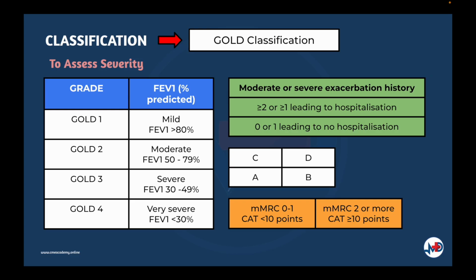If the patient has symptoms with MMRC 0 to 1 or a CAT score less than 10, they are categorized as A or C, while MMRC 2 or more or CAT score at least 10 points, they are categorized as B or D.